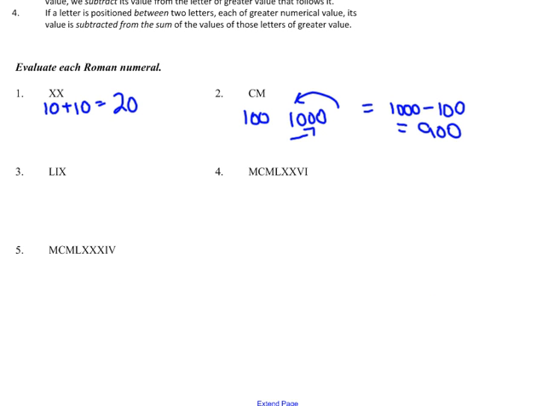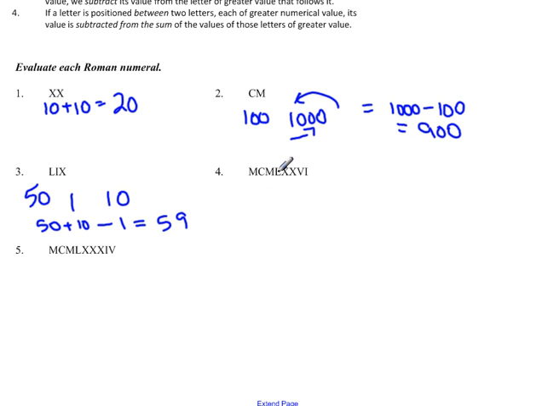Okay, let's evaluate number 3. The L is 50, the I is 1, and the X is 10. That's using Rule 4. You see that we have two greater values positioned around a smaller value, so we add the two greater values and subtract the middle value, so you end up with a value of 59.